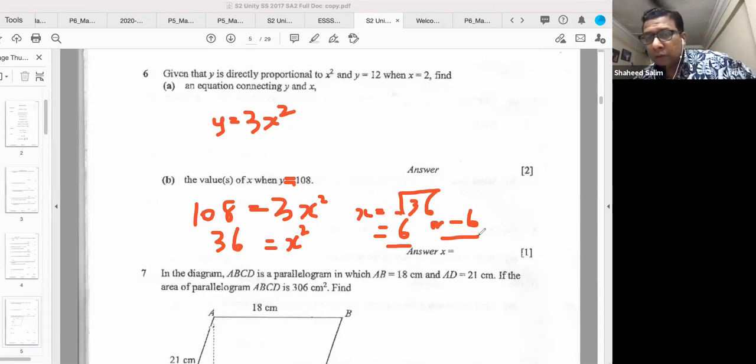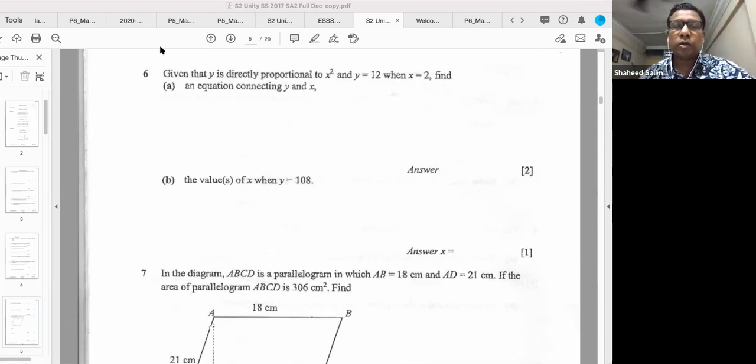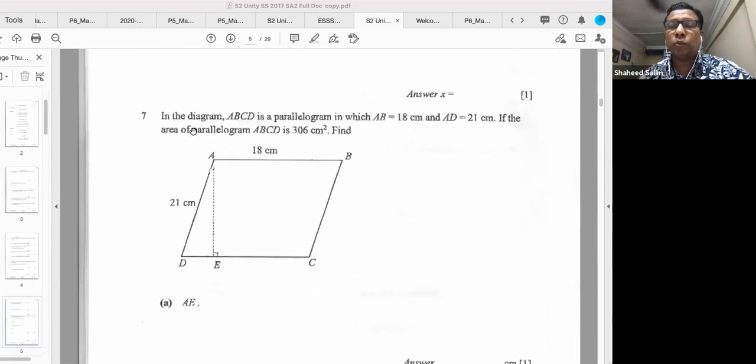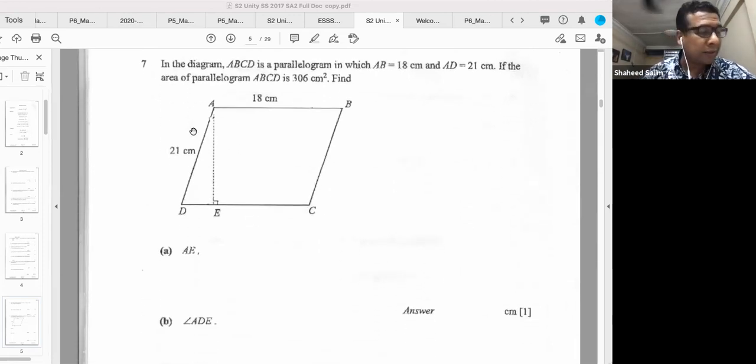Yeah. So just be careful, Emma. You already got the strategies in you already. You just need to be careful, because if you're not careful, that makes the difference between one grade and another. Okay, question number 7.